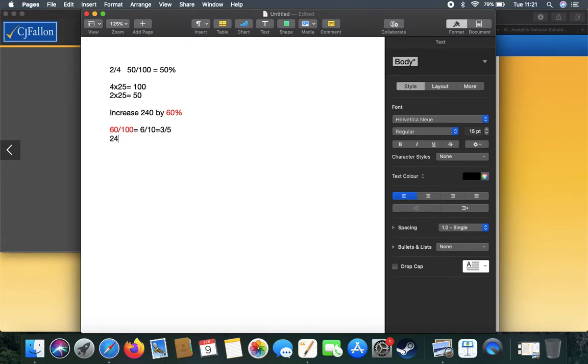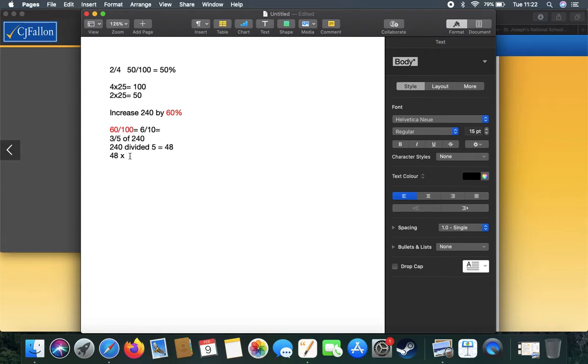So 240 divided by 5 is equal to, well, it goes into 24 4 times, carry the 4, which is 48. And then I'm going to take the 48 and multiply it by 3, which is the top of the fraction, because I'm trying to find 3/5 of 240.